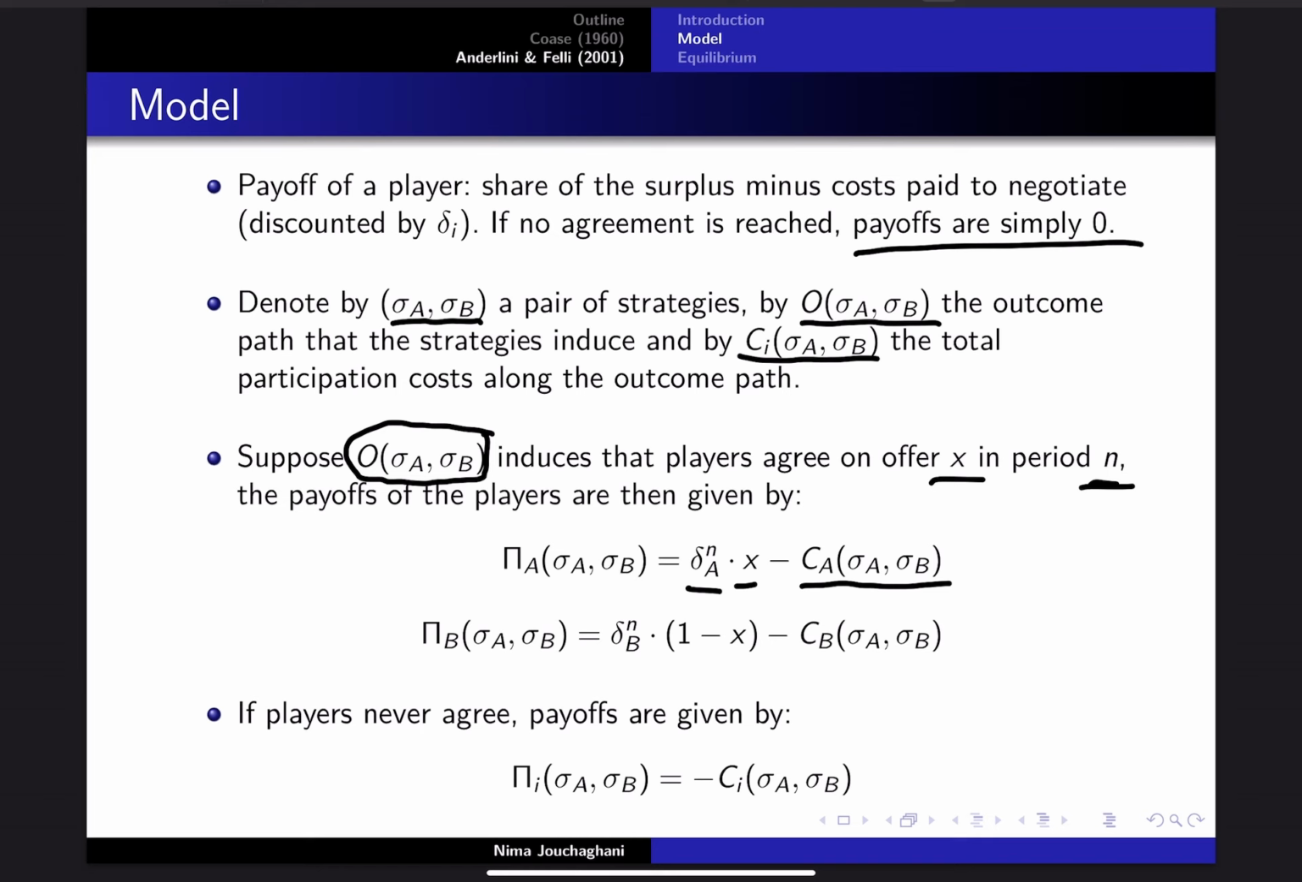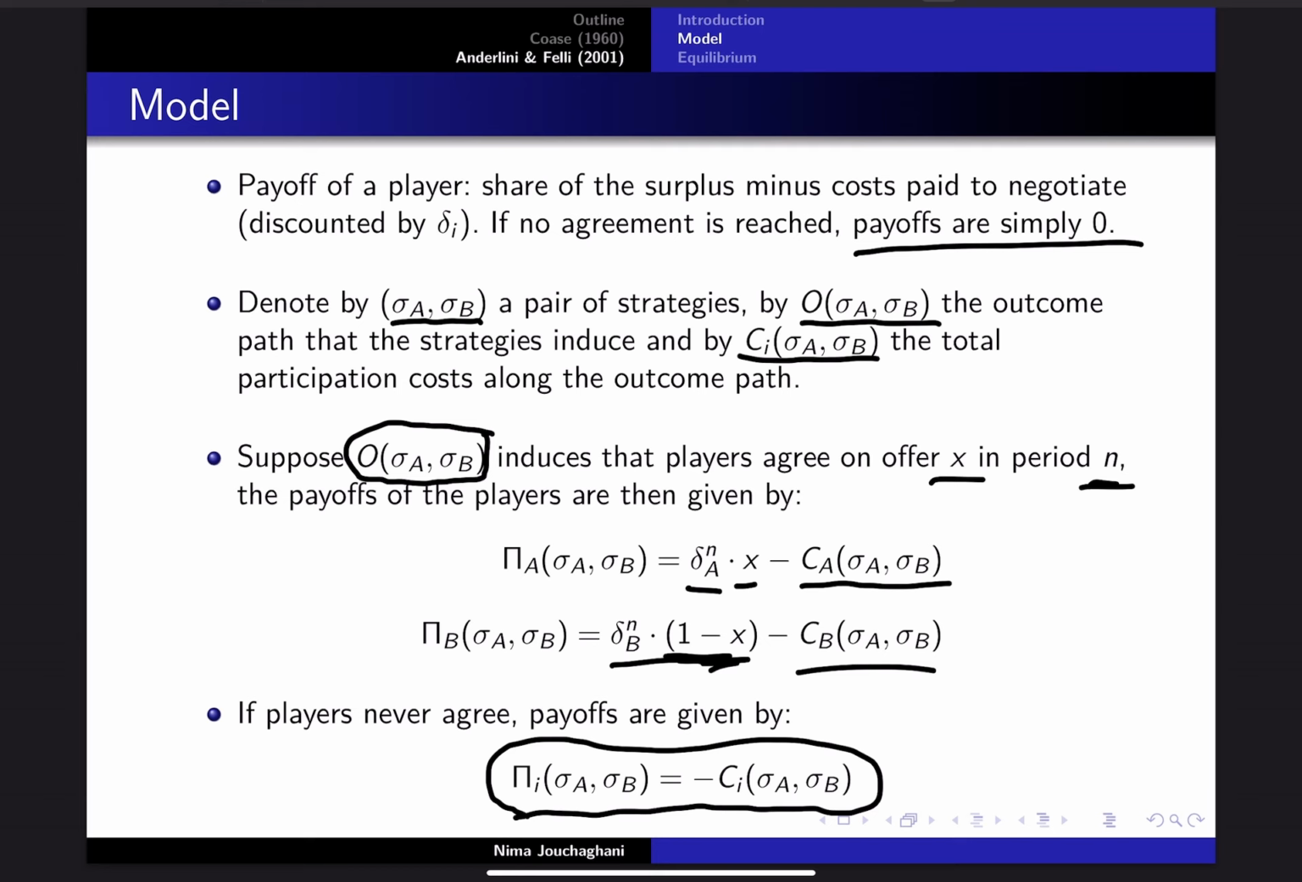Okay, so this is the payoff of A, and we have the same thing for B basically. And B is receiving 1 minus X in this round. So this is what the players are getting if they have an agreement in any period of the game. Now, if they never agree, the payoffs are simply given by minus Ci times sigma, depending on sigma A, sigma B.